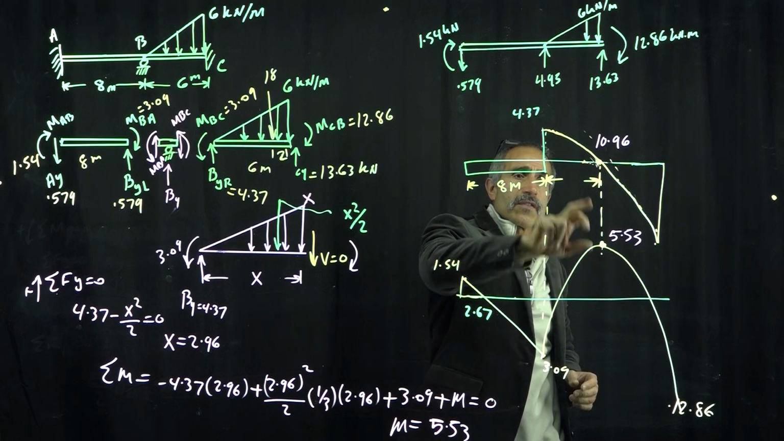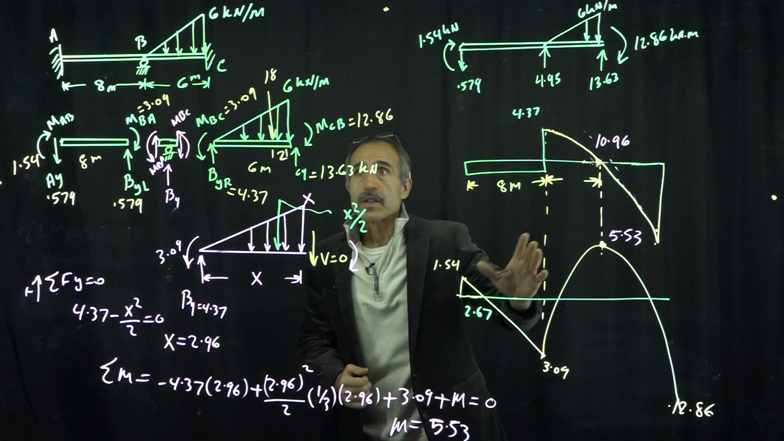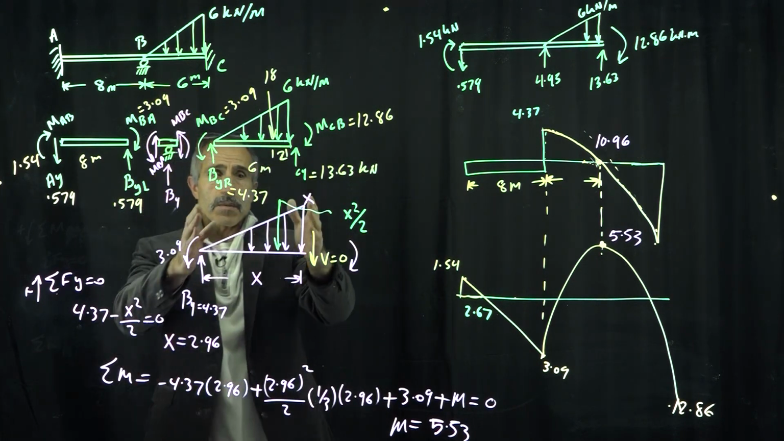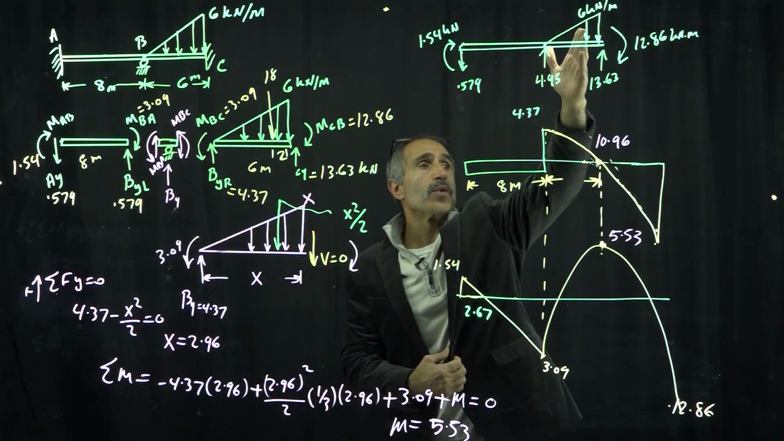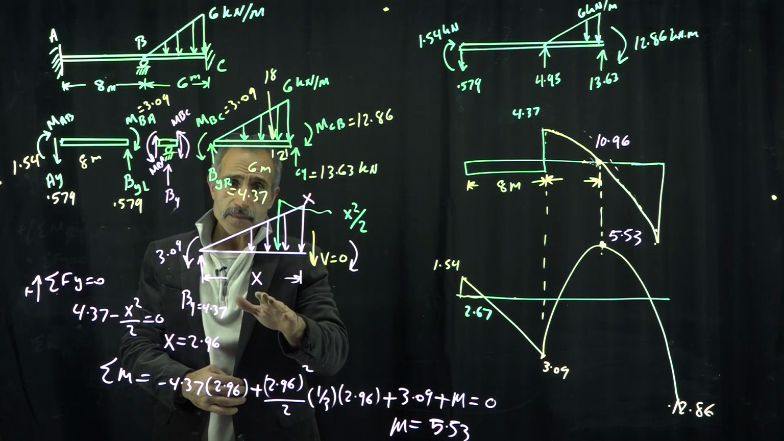How do I have that? If you know that, good luck to you. If you don't, this is how we do it. So we're going to come back and look at the member CB, and we're going to take member CB and cut it someplace where we'd like to say shear is going to become 0. We don't know that distance, so we call it x.